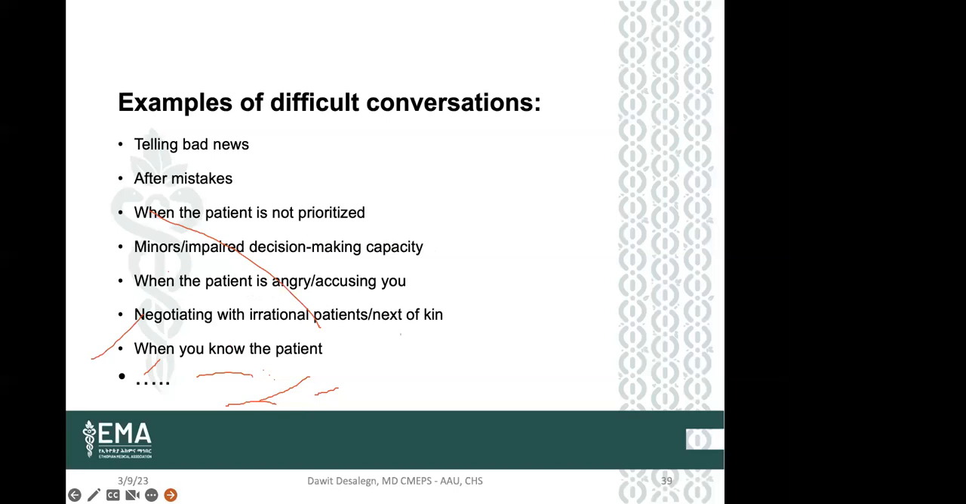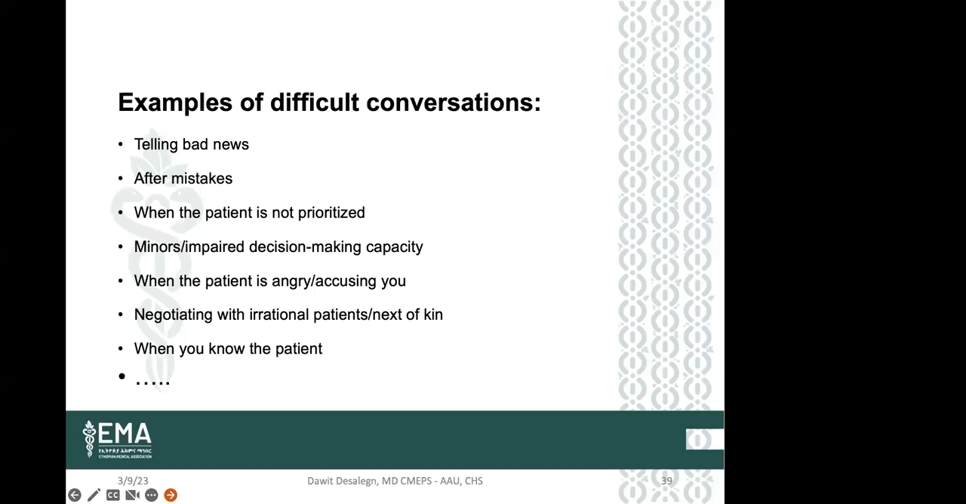What about having a conversation after making a mistake? What about when the patient is not prioritized? As I said, you have one ventilator and you have prioritized one patient and then left the other. So how do you tell the other patient, or their family members, that they have not been provided with the resources? Okay, when the patient is angry and trying to accuse you, how do you communicate?